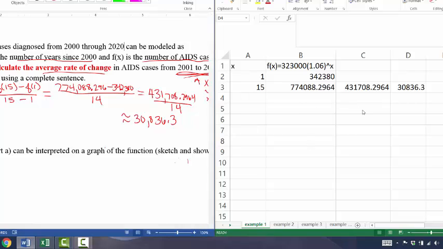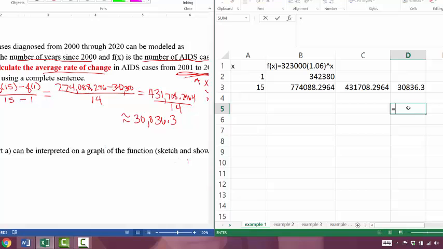Notice I could have done that all in one step in Excel. I could have it calculate in parentheses y2 minus y1 divided by, in parentheses, x2 minus x1.